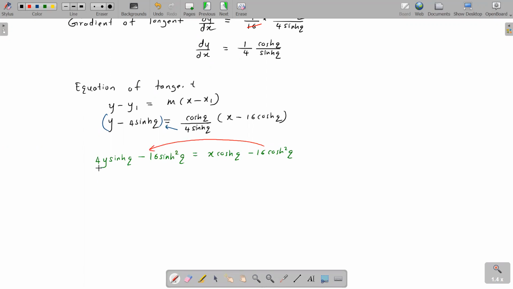So then we get 4y sin cube stays here. Minus 16 cos square cube comes as plus 16 cos square cube, minus 16 sin square cube equals x cos cube. So you can see what happens here. The 16, I can take it out, and inside the bracket you are remaining with cos square cube minus sin square cube. So you know cos square minus sin square is 1.